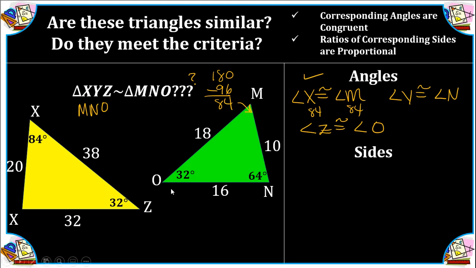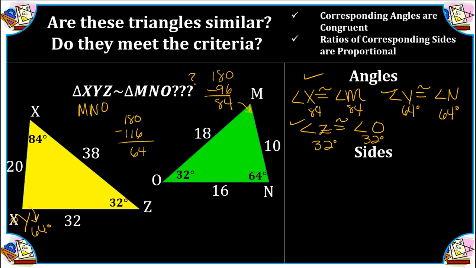Then Y, we have Y. Oh, I think we have a typo here. So this needs to be a Y down here. Okay, so we have Y, and we don't know that measurement, but we can find it out. We're going to add up the two given triangle measurements, which gives us 116. We subtract that from 180, and this gives us 64. So angle Y is 64 and angle N is 64. Now we have Z, which is 32, and angle O is 32. So our angles are good.